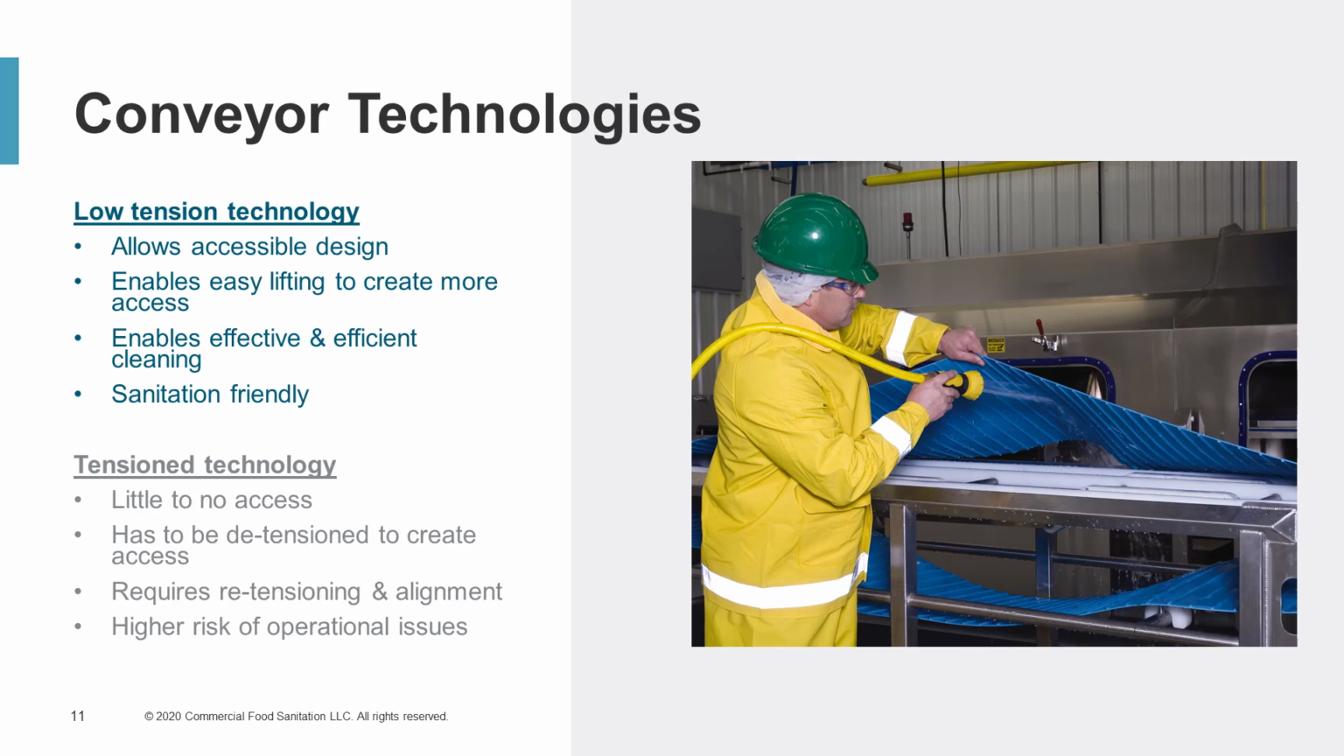Let's have a closer look into conveyor design. You can basically split into two systems, low tension systems and tensioned systems. Low tension systems make it easy to create an accessible design, allowing for easy lifting of the belts to create more access and for an effective and efficient cleaning procedure. Making sanitation happy by making it sanitation friendly. Tension technology, on the other hand, requires detensioning to create access and has little to no access under the belt otherwise. The detensioning means it will need to be retensioned and realigned, which causes risks to operational issues with the variables of tension, moisture levels, load, etc.